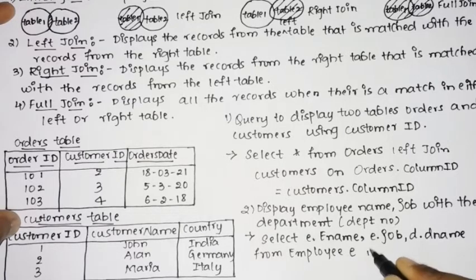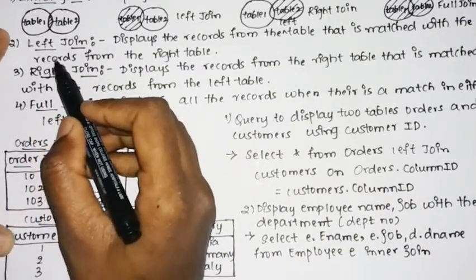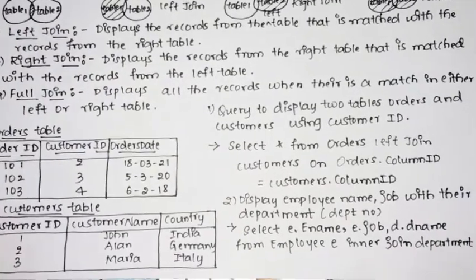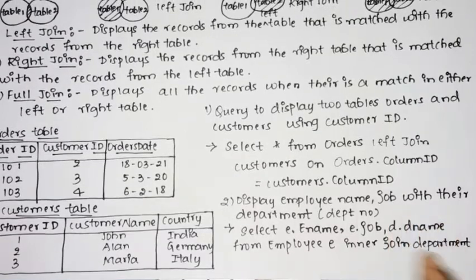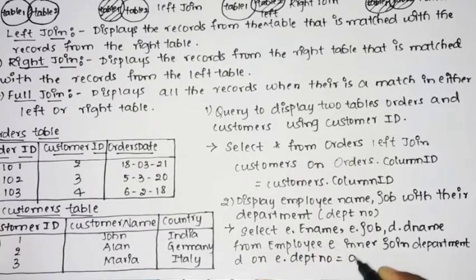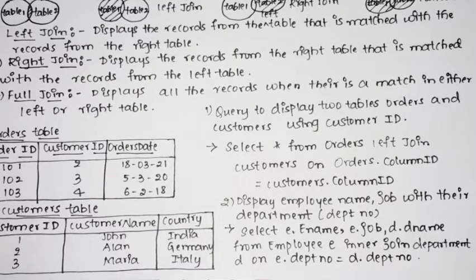Then after that you are going to perform the inner join, and you are going to display only the department number from both the tables. So inner join with respect to the department table, inner join department D, on E dot department number is equal to D dot department number.